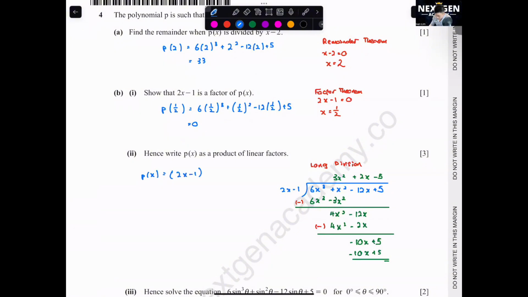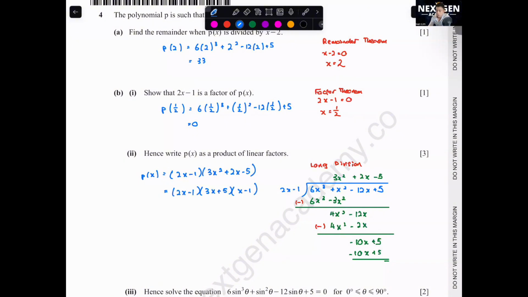2x minus 1, 3x squared plus 2x minus 5. Then we factorize out the quadratic factor. So 2x minus 1, 3x plus 5, x minus 1. Okay, how can you guarantee that you're correct?